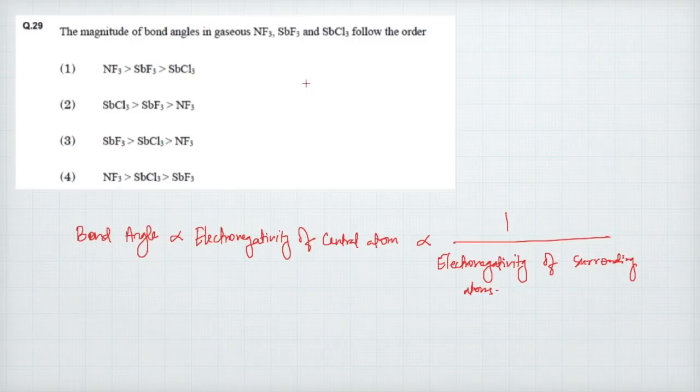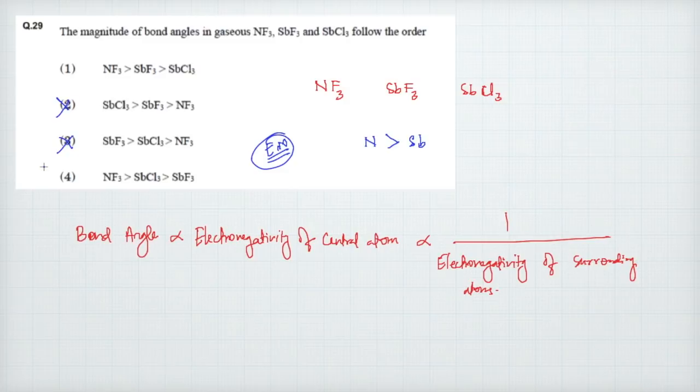So here you have three types of molecules. You have NF3, then SbF3, and SbCl3. Okay, that's what you have. Now if you look at the central atoms, they are nitrogen and antimony only. Nitrogen has more electronegativity than antimony, right? So that means the bond angle of your nitrogen containing compound, that means NF3, is going to be highest. So NF3 is going to be highest, and by that you can easily cancel out option number 2 and 3.